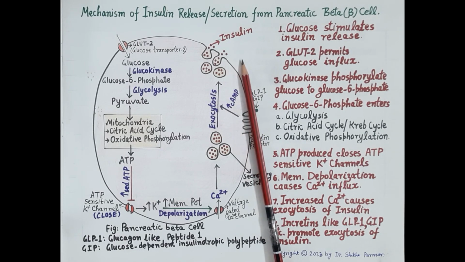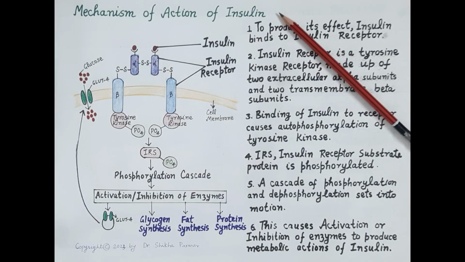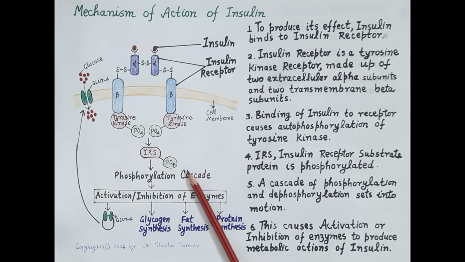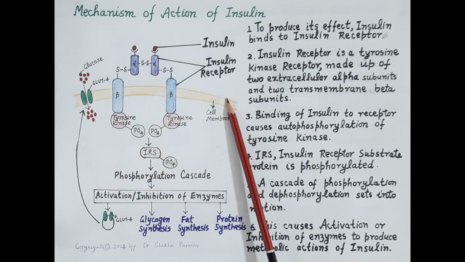Now, once insulin is released, let's understand how it binds to its receptors and produces physiological functions. So, let's first discuss the mechanism of insulin action. This slide explains the mechanism of insulin action. Now, look at this figure. This figure shows a cell. This is a cell and this is a plasma membrane.